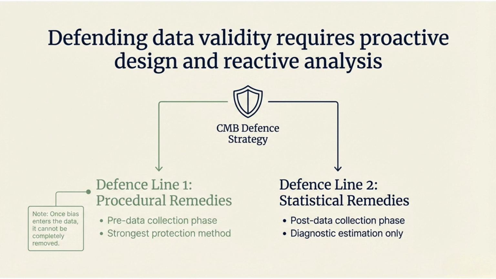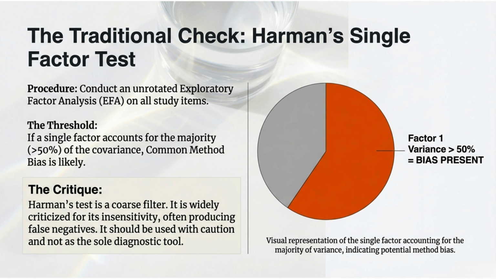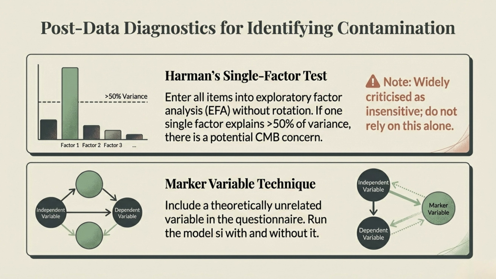There are also statistical remedies, applied after data collection. These methods do not normally eliminate CMB, but they can detect or estimate it. There is a test known as Harman's single factor test. All items are entered into an exploratory factor analysis, and without any rotation we run the EFA. If a single factor explains more than 50% of the variance, then there is a potential CMB concern. However, this test is widely criticized as insensitive, and many journals now ask you to use another methodology if you do only Harman's single factor test.